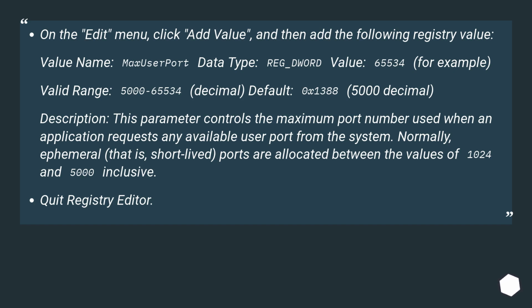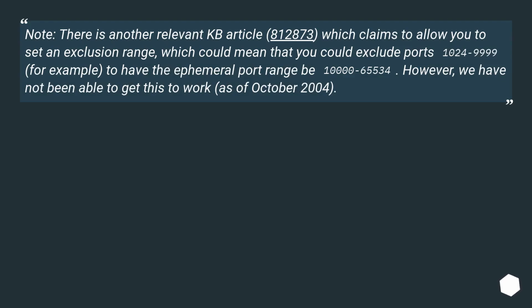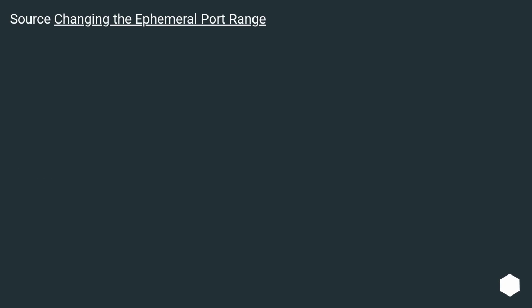Note: there is another relevant KB article, 812873, which claims to allow you to set an exclusion range, which could mean that you could exclude ports 1024 to 9999. For example, to have the ephemeral port range be 10,000 to 65,534. However, we have not been able to get this to work, as of October 2004. Source: changing the ephemeral port range.